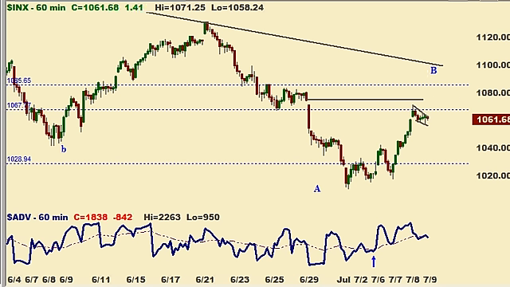So this pattern could evolve and go a little bit higher before we see our C wave down. And that's about it for now.